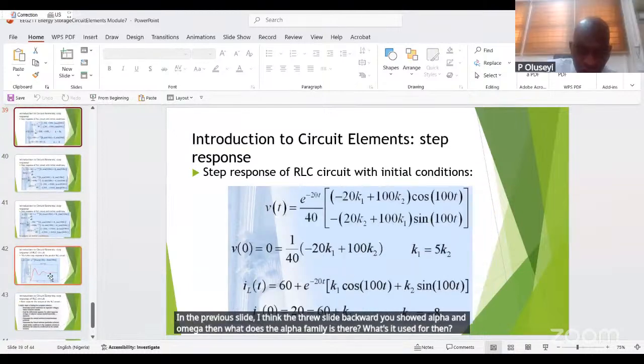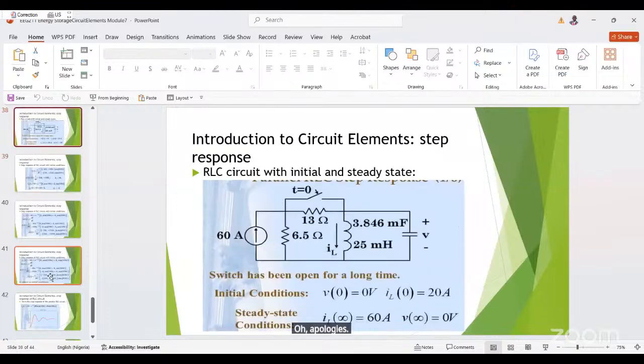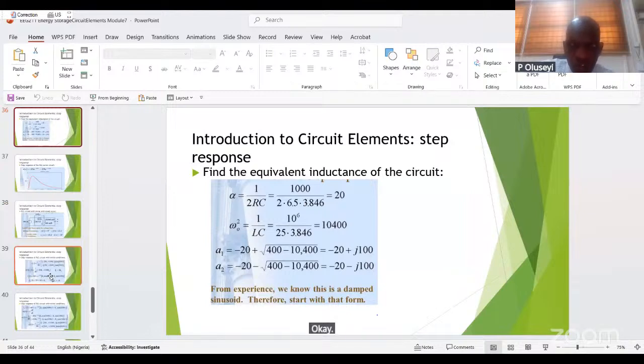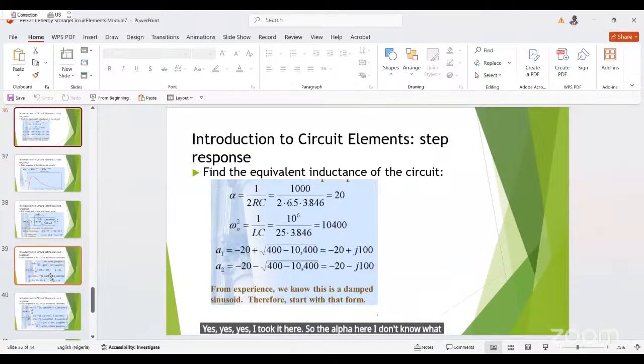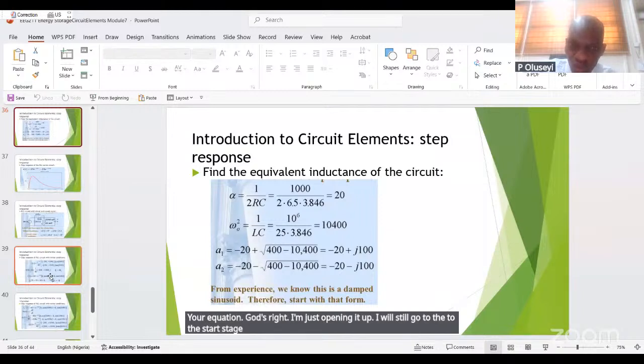Let me, okay. Am I going towards it? Yes, or no? You are getting there, sir. It's still back. It's at the back. Yes, sir, it's okay here. So the alpha here, I don't know what it stands for. That's why I said I'm just opening it up. I will still go stage by stage, but I just want you to know what to expect in the next few lectures that we have.